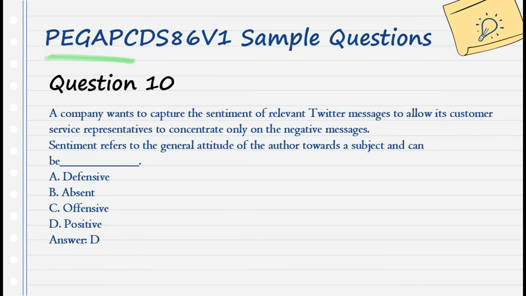Question 10. A company wants to capture the sentiment of relevant Twitter messages to allow its customer service representatives to concentrate only on the negative messages. Sentiment refers to the general attitude of the author towards a subject and can be _blank. A. Defensive. B. Absent. C. Offensive. D. Positive. Answer: D.